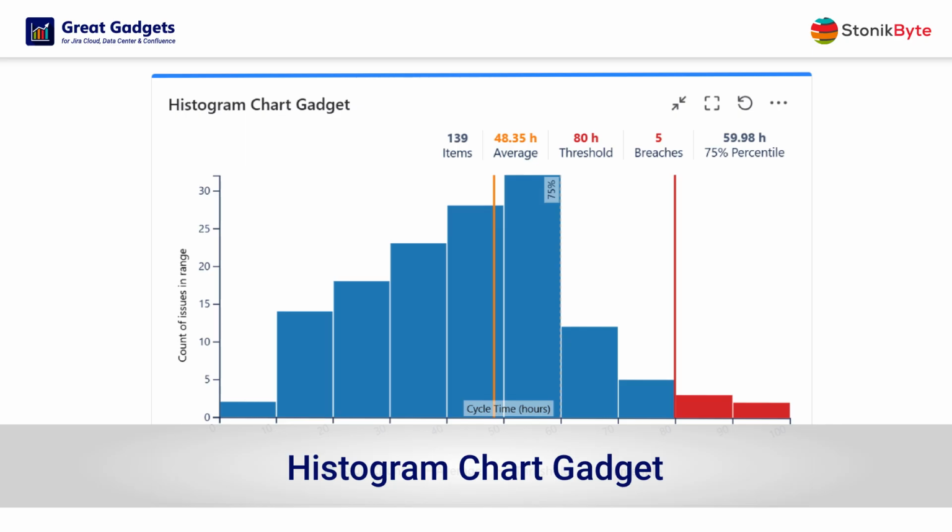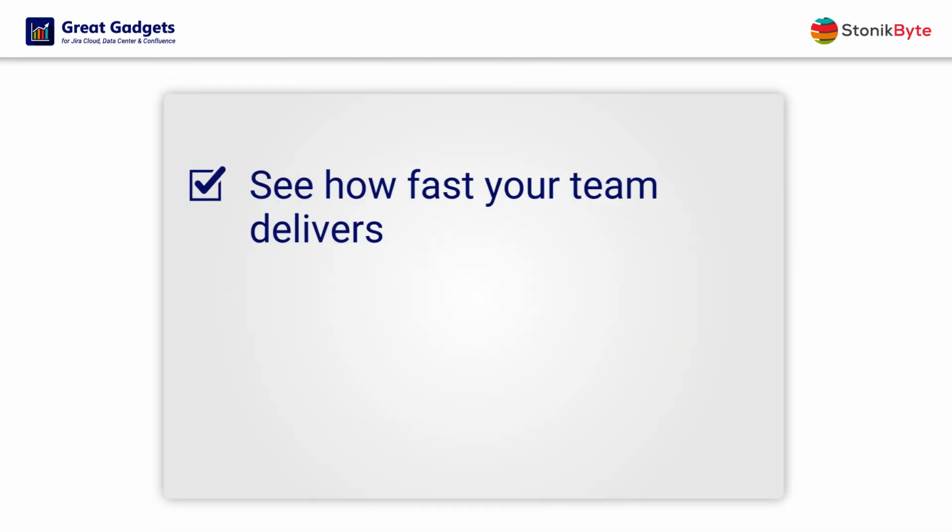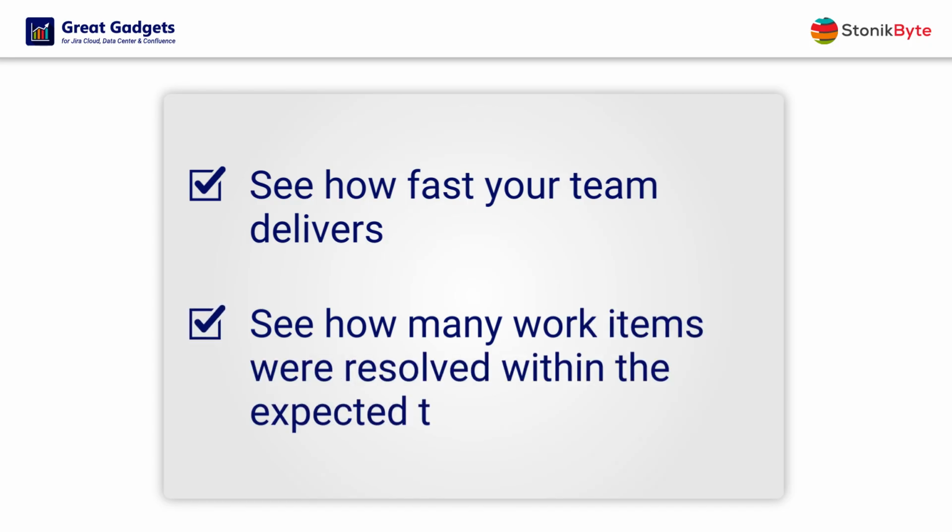The Histogram Chart gadget is a bar chart that helps you visualize the cycle time distribution by showing how many work items had cycle time in specific time ranges. You can use this gadget to see how fast your team delivers, how many work items were resolved within the expected time frame, and how many were not.